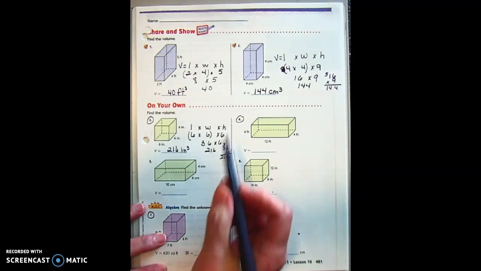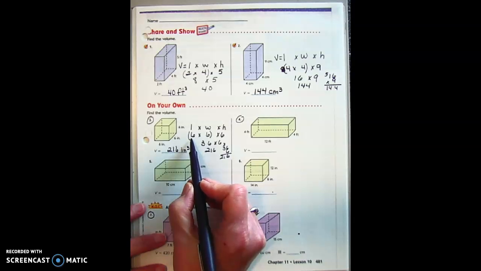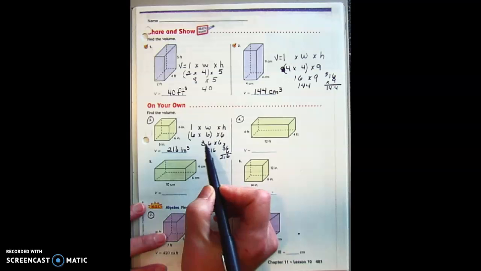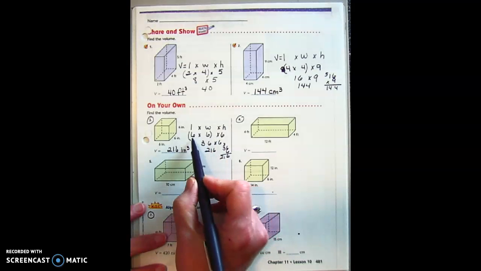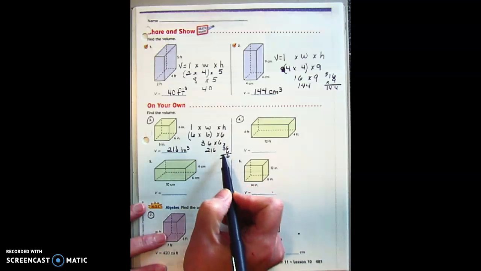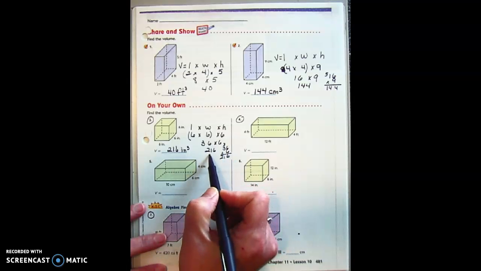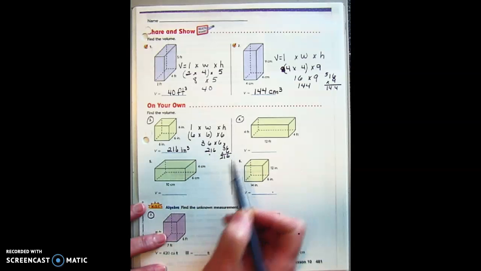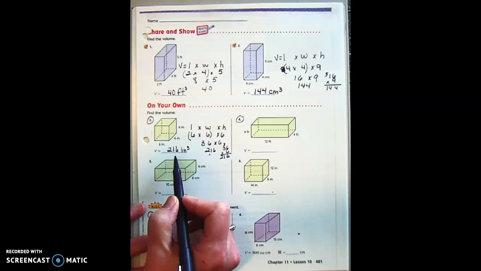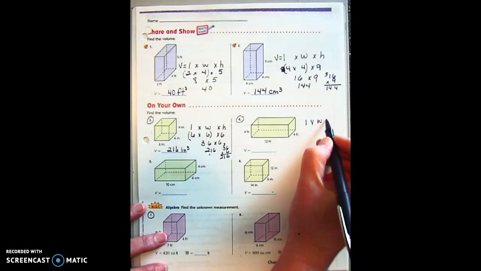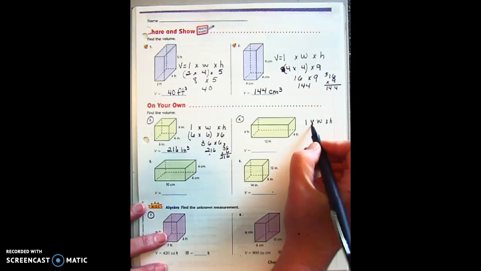So I wrote down my formula, and then I put my numbers in. This is all 6s, so it's a cube. And then I did the area of my base, which was 36. I multiplied that by my height. I did that right here. And so when I multiplied 36 by 6, I got 216. And my volume then is 216 inches cubed. If you did not write down the formula and plug in your numbers, please get in the habit of doing that. It will be helpful to you.